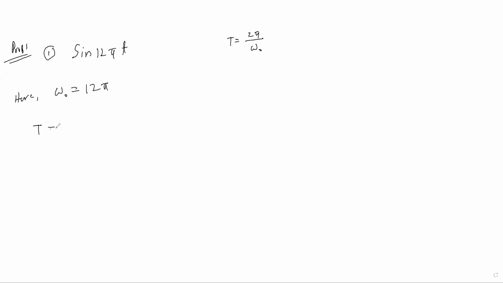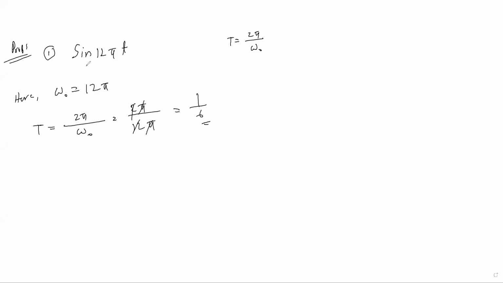Then what is the period? 2 pi by omega naught, equal to 2 pi by 12 pi. This is 1 by 6. So what is this? This is a fundamental period.